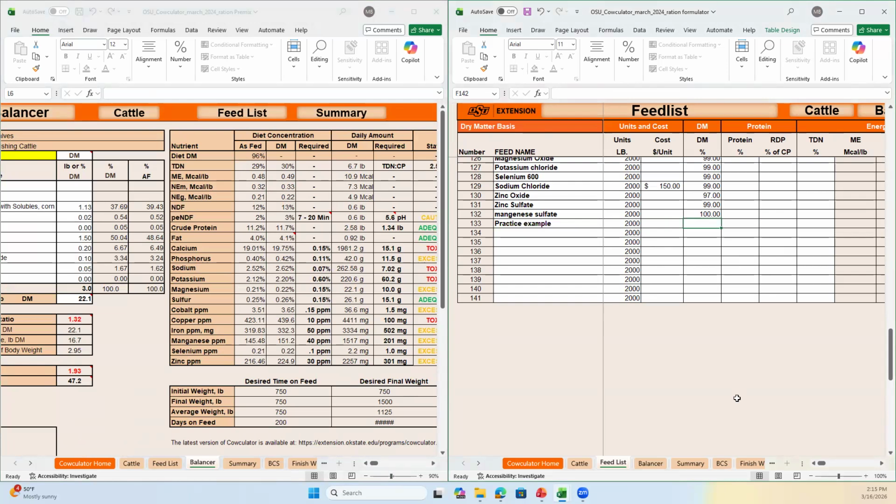Don't care about unit cost. Dry matter percent is 96. So I got that from this cell here, right? My premix is 96% dry matter. You see that?